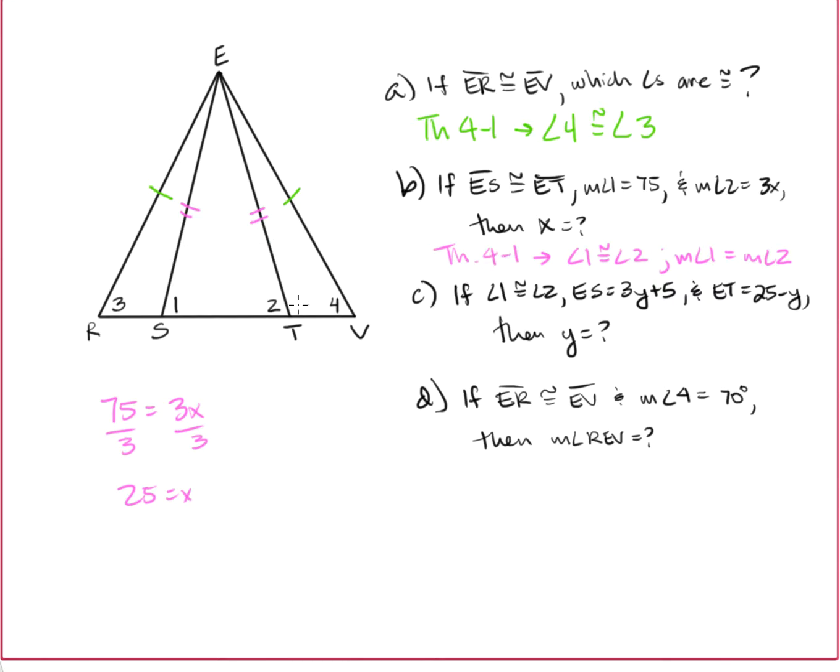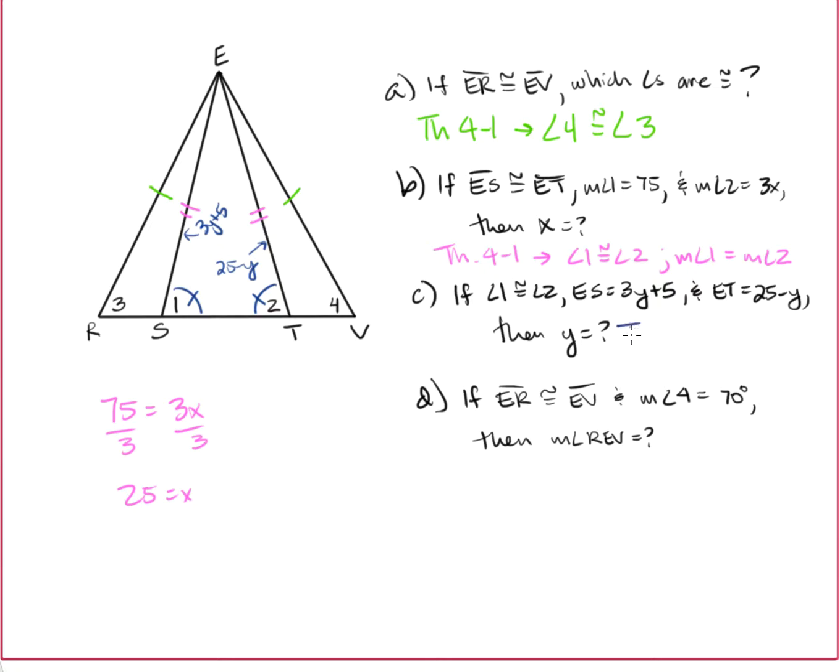In part C, if angle 1 is congruent to angle 2, and ES is 3y plus 5, so this is 3y plus 5 right there. Maybe I can try and kind of write that in. 3y plus 5 there. And ET is 25 minus y, so that is 25 minus y. Then what does y equal?